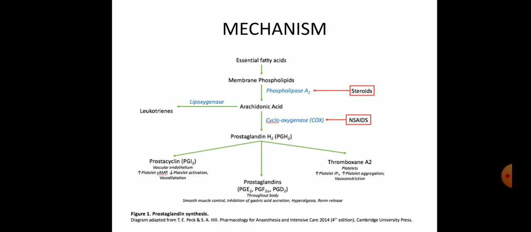How do these NSAIDs act? As I already mentioned, pain, fever and inflammation are most commonly produced by prostaglandins. These prostaglandins are produced by the enzyme cyclooxygenase, the COX enzyme. NSAIDs, by inhibiting the COX enzyme, reduce the production of prostaglandins, thereby resulting in analgesic, antipyretic and anti-inflammatory effects.